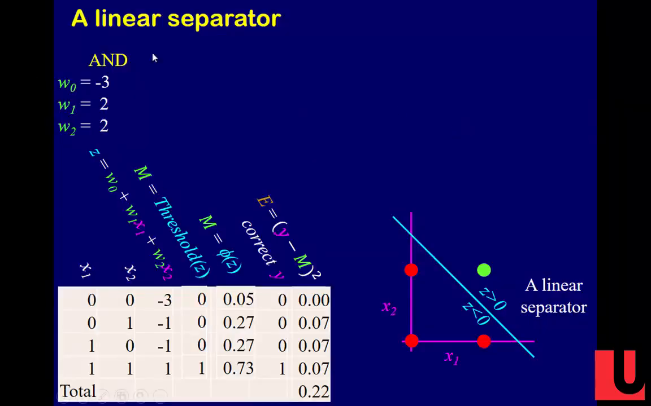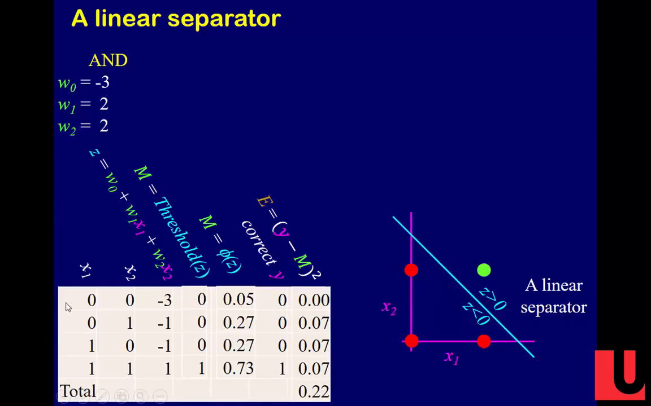What we have here is just an example. We have two wires coming in, x1 and x2. So our linear sum has three weights because it has the constant, right? And what do we want to learn? We want to learn the AND function.